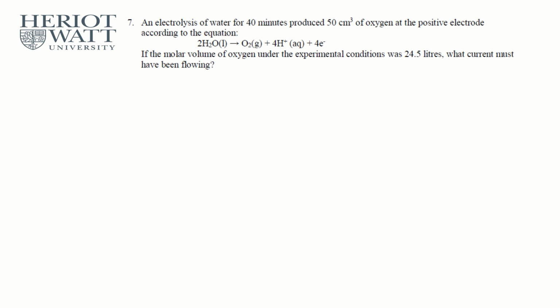Okay, number 7. An electrolysis of water for 40 minutes produced 50 centimeter cubed of oxygen at the positive electrode, based on this equation. Good thing is they give equations. Oxygen to electron is 1 to 4. That's the ratio. How nice, right? And the molar volume, remember, is either 22.4 or 24, but in this case, under experimental conditions, they give the molar volume as 24.5. So we follow this.